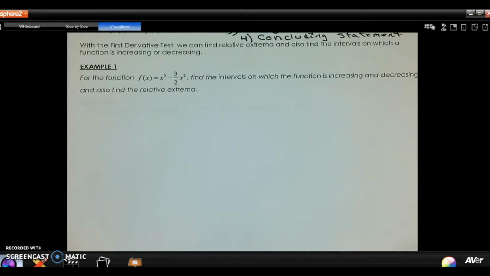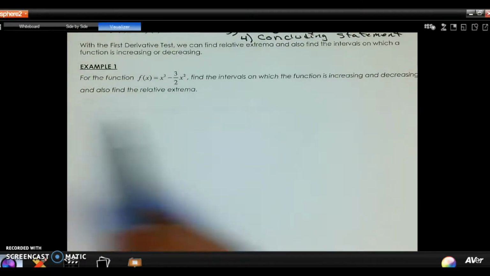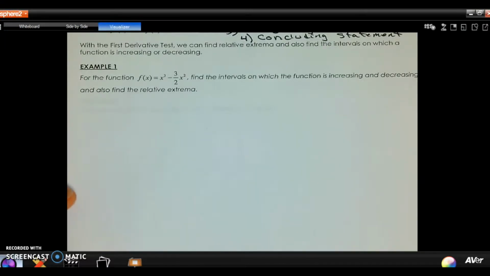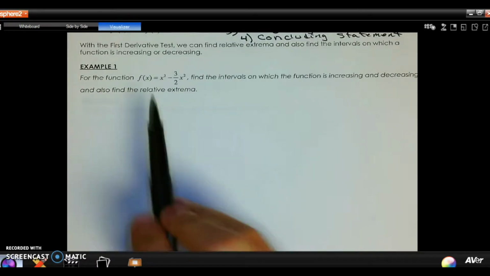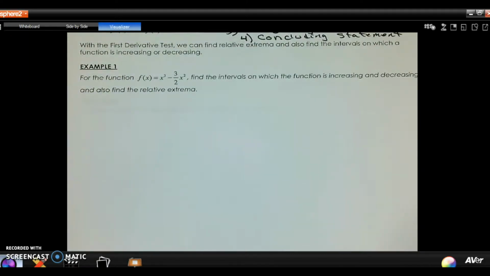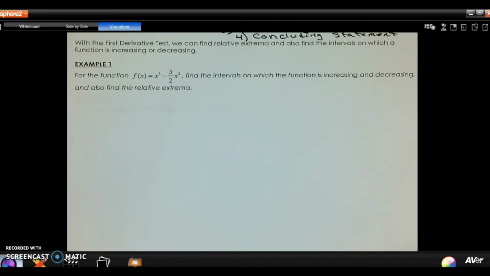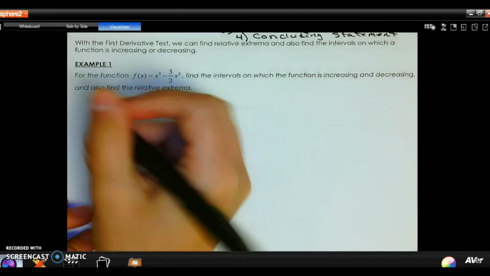So we've got an example. This time they give you the function, and I'll do one where they give you the graph later. It says find the intervals on which the function is increasing and decreasing, and also find the relative extrema. If this was a calculator question, you would literally throw the original into your calculator and look at where it's increasing and decreasing, and that would not be very challenging. So these would be on a non-calculator section.